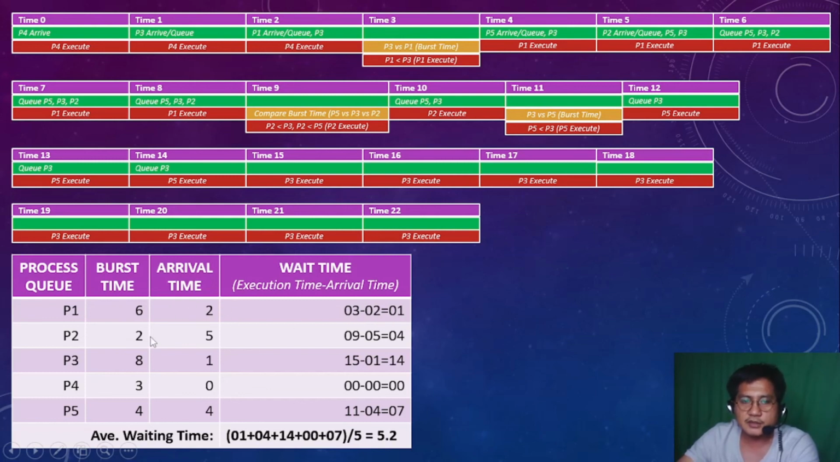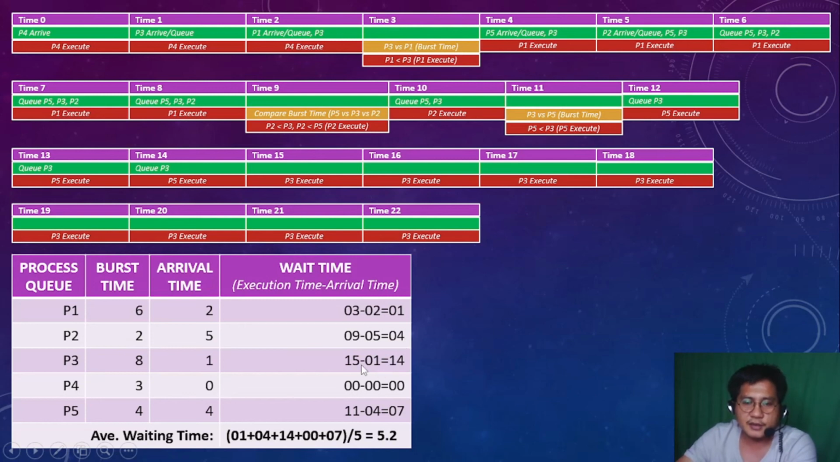Now on process 2, it has an execution time of 9. As you can see here in our Gantt chart, process 2 is getting the central processing unit at time 9. So that is why we have here the 9. And then this 5 is the arrival time. So 9 minus 5, we now have a waiting time of 4.